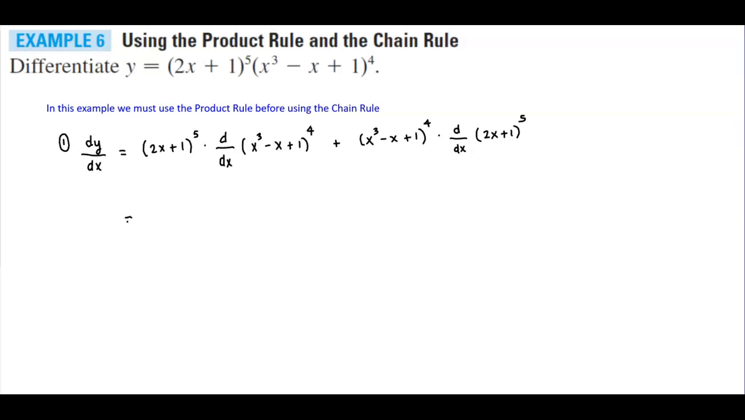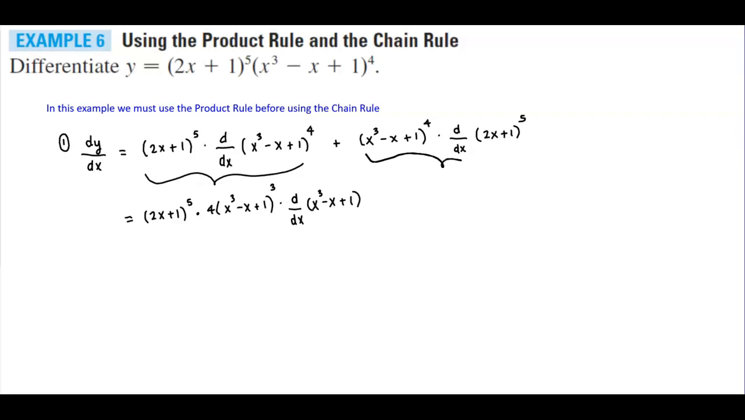So what that means is we need to look at this first. We have (2x + 1) to the 5th power times 4 times (x cubed - x + 1) to the 4 minus 1, which is 3, times the derivative of what's inside. So we need to find the derivative of x cubed - x + 1.